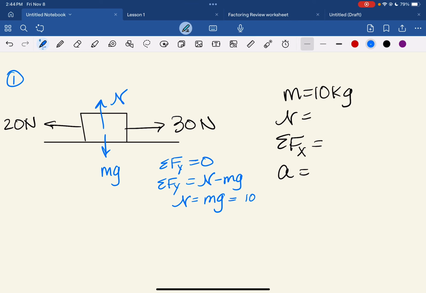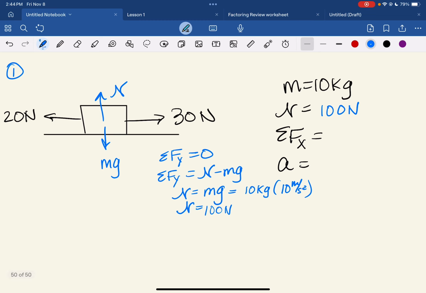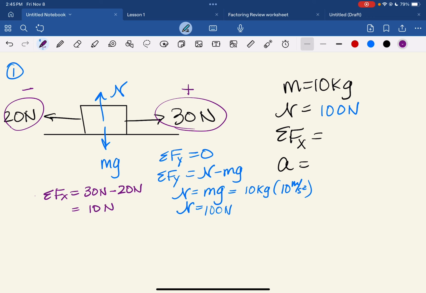So let's go ahead and do 10 kilograms times 10 meters per second squared. So my normal force is equal to 100 newtons. So there's our first number. My sum of the forces in the x direction really are talking about this 30 newton and 20 newton force. So the 30 is going to be on the positive end, then 20 is going to be on the negative end. So we're looking at this like a standard Cartesian coordinate system. So sum of my forces in the x is going to equal 30 newtons minus 20 newtons. So that's going to give me a net force of 10 newtons.